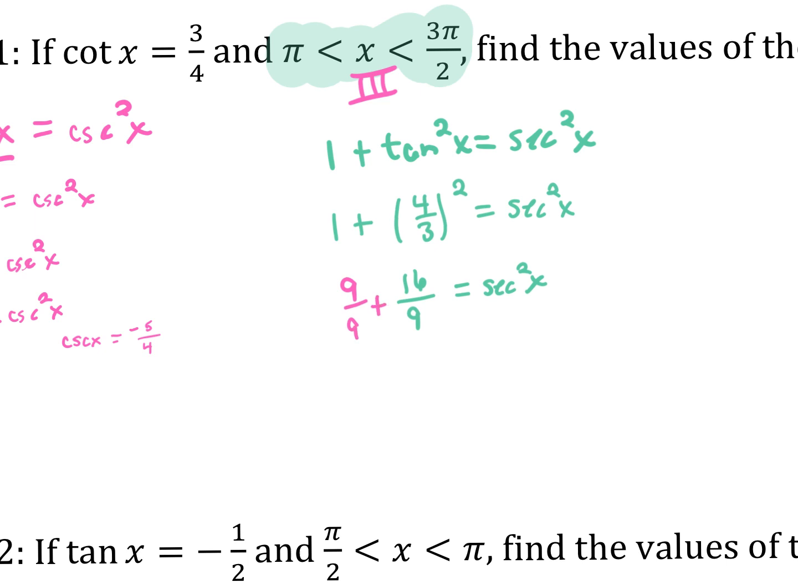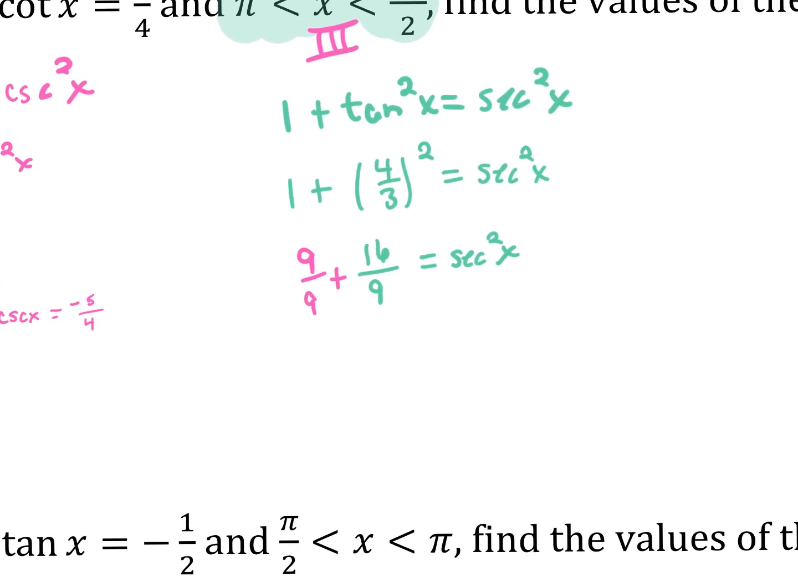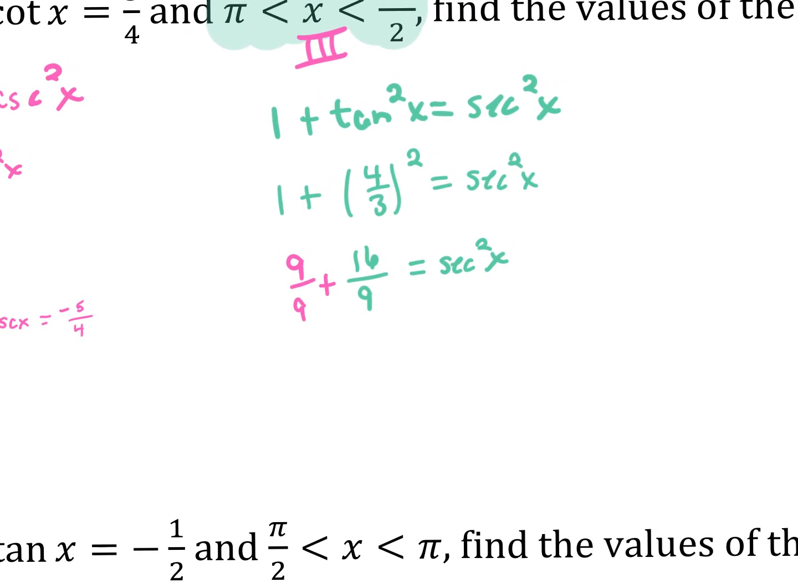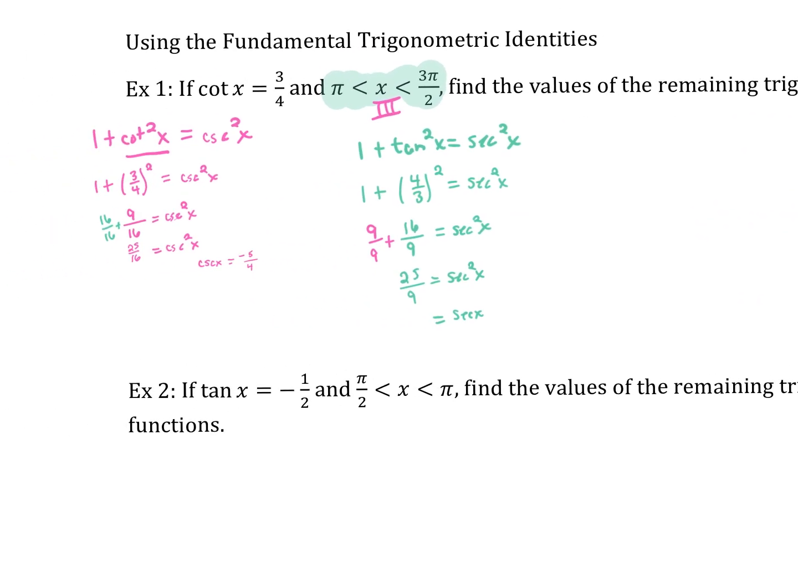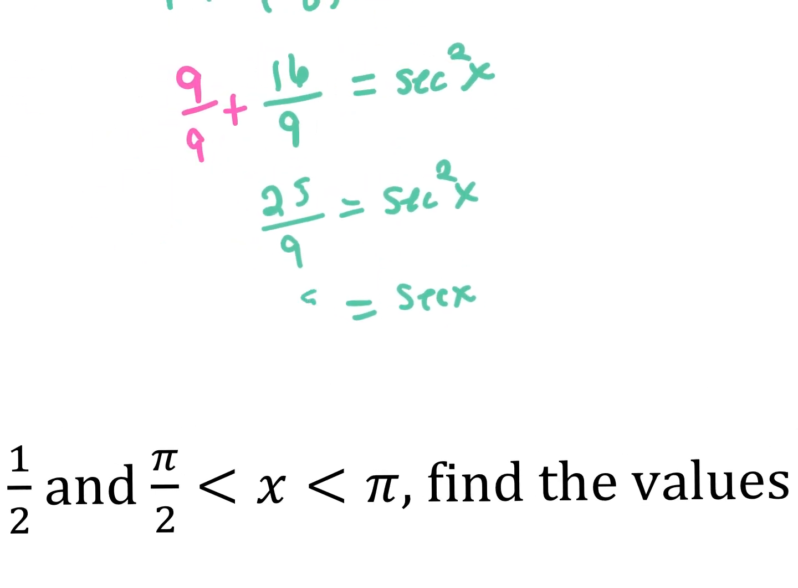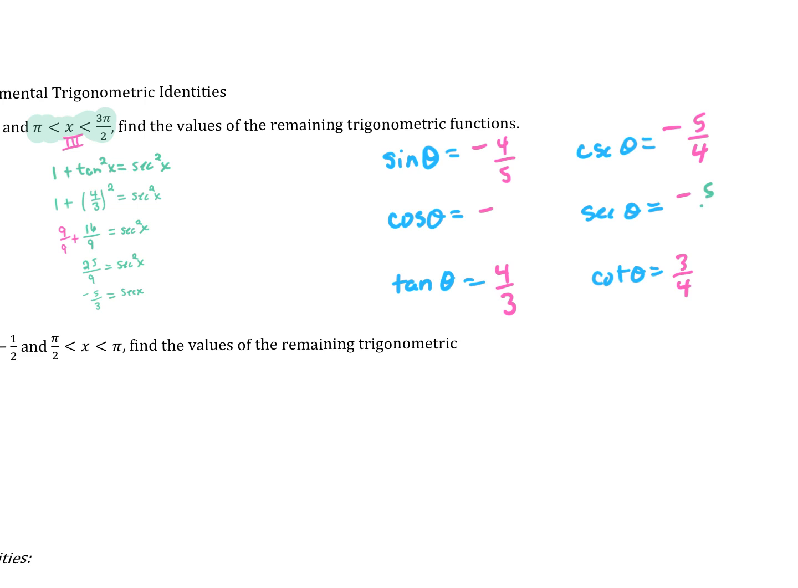What happened to the 1? 9/9? You okay with that? Yeah. Okay, so 9 plus 16, so we get 25/9 equals secant squared x. So secant x, technically, we should be considering the positive and the negative, but we know we're in quadrant 3, and we've already written those signs, so we don't have to worry about that. We know square root of 25 is 5, square root of 9 is 3, and we already decided it should be negative. So secant of theta is negative 5/3. Cosine of theta is negative 3/5.